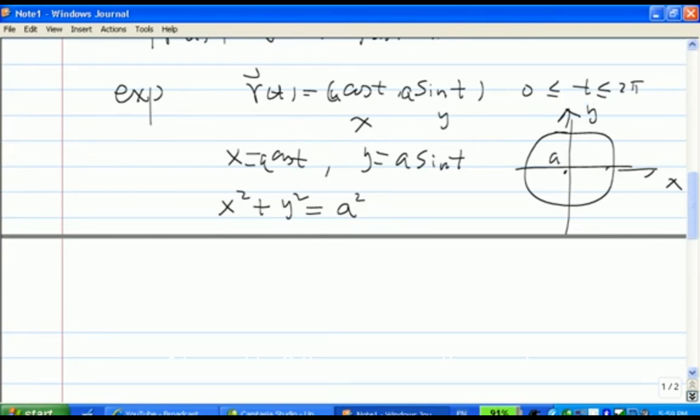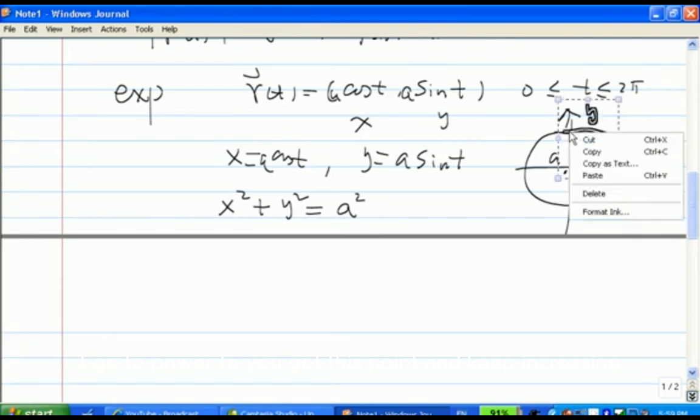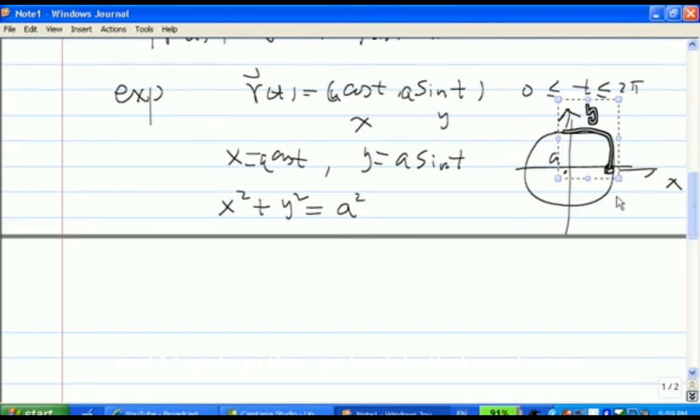When t equals 0, you get this point. When t is increasing all the way here, at t equals pi over 2, you get this point. And keep increasing, and when t equals 2 pi, you go back to that point again. So if we want to find the circumference of the circle, that means we want to find arc length. So let's find arc length.